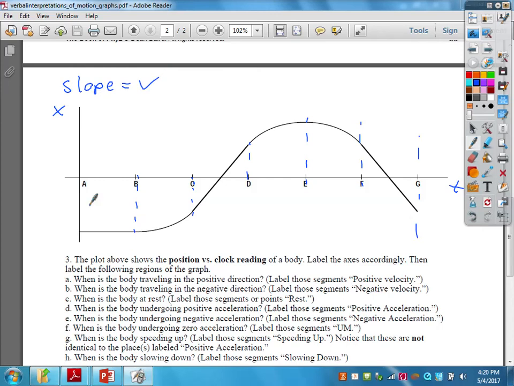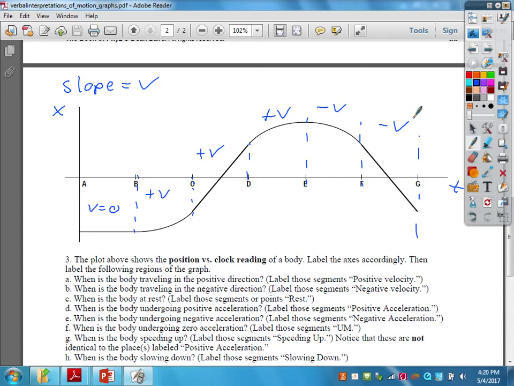A, it's a flat line, so velocity equals 0 here. B to C, the line's going up, so that's a positive velocity. C to D, line's going up, positive velocity. D to E, line's still going up, so that's a positive velocity. E to F to G, negative velocity, line's going down, negative v. So there you go. You've taken care of all the velocities.